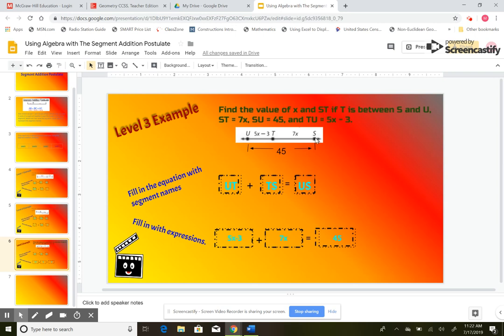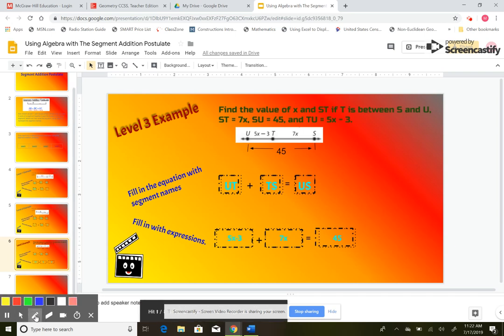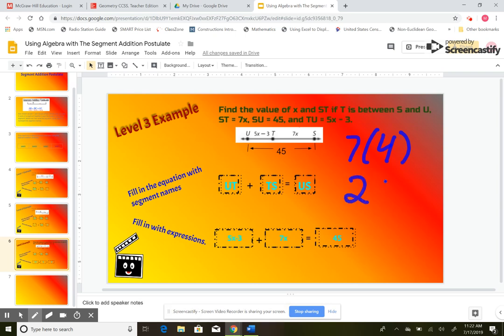I need to look at what expression is between S and T. Between S and T is 7x. Since it's 7x, I know x is 4. So remember, that would be 7 times 4, which would be 28. So my final answer is 28.